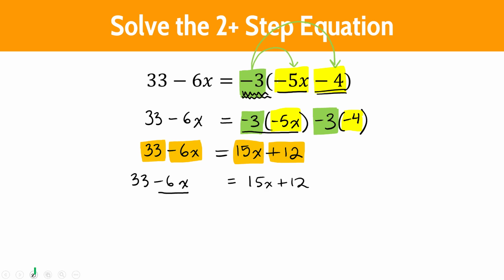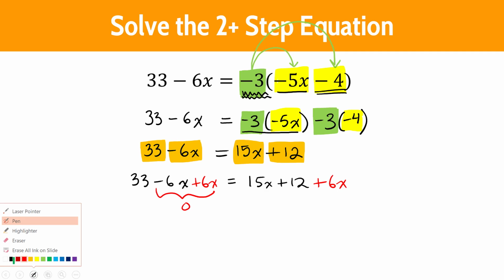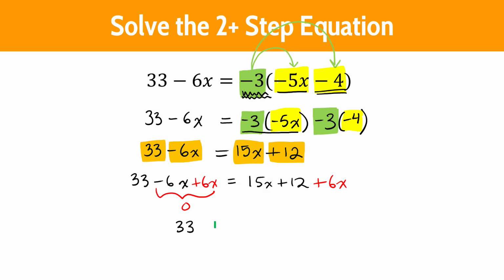Now to move the negative 6x to the right-hand side, we need to do the opposite. So I will be adding 6x to the left and the right. So on the left, minus 6x plus 6x leaves me with 0 x's on the left. Now I'm closer to isolating the variable. So we have 33 is equal to, now we can do some grouping. We have 15x plus 6x, which is 21x. And then I'll wrap up with that plus 12.